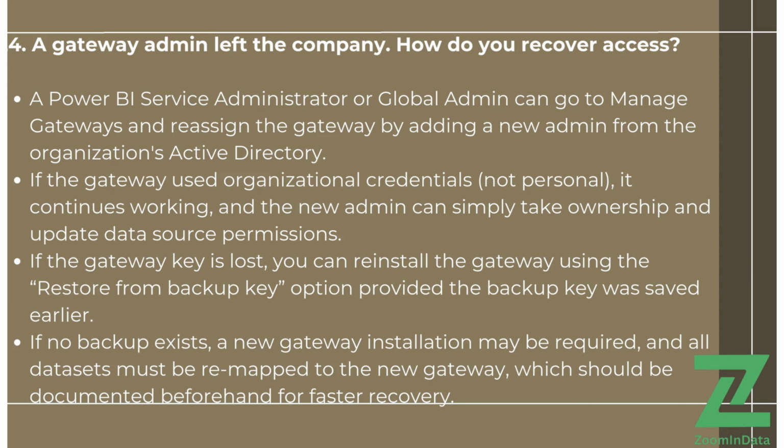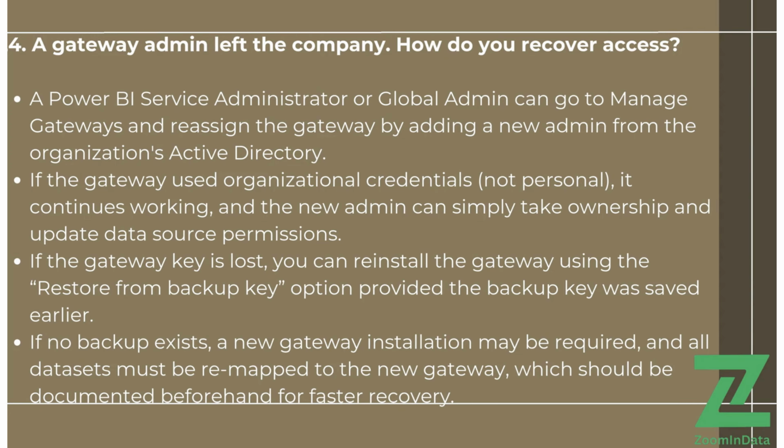24th question. A gateway admin left the company. How do you recover access? A Power BI service administrator or global admin can go to Manage Gateways and reassign the gateway by adding a new admin from the organization's Active Directory. If the gateway used organizational credentials, not personal, it continues working, and the new admin can simply take ownership and update data source permissions. If the gateway key is lost, you can reinstall the gateway using the Restore from Backup Key option provided the backup key was saved earlier.